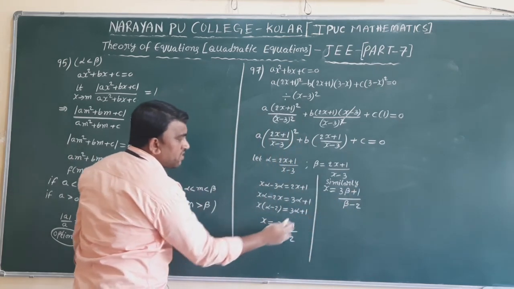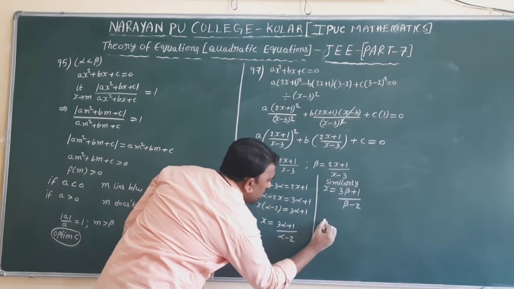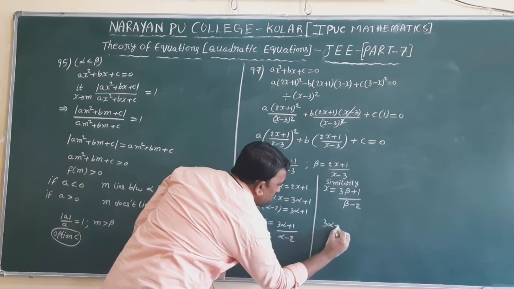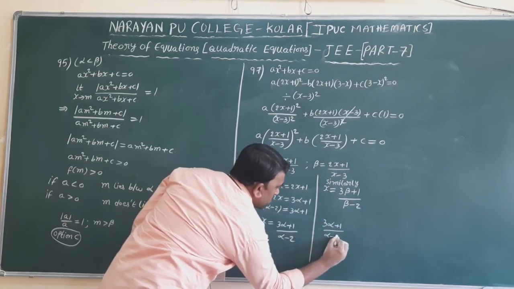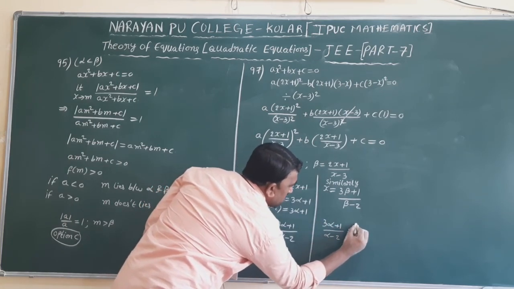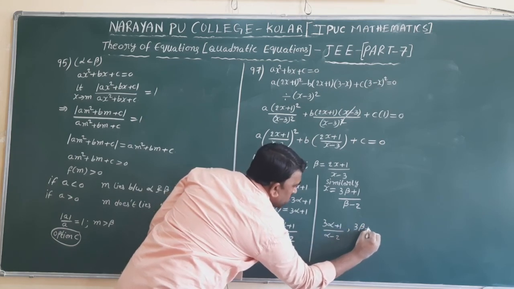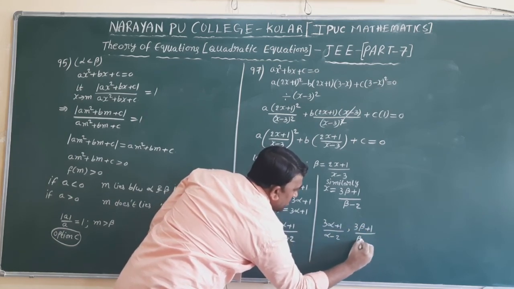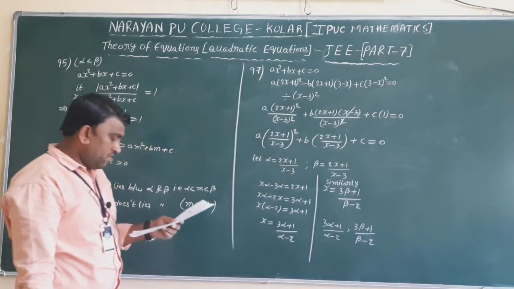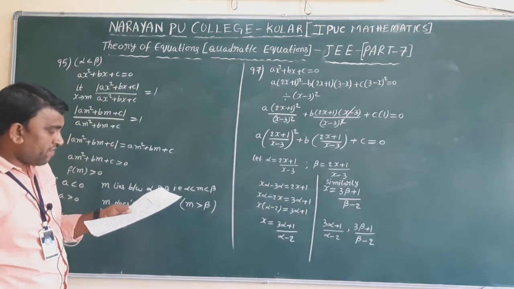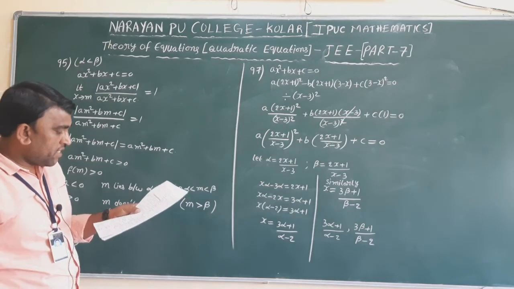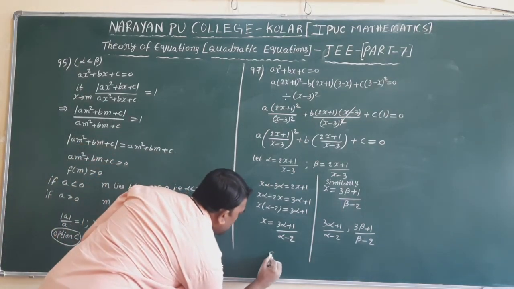So now these are the roots of the given quadratic equation. One is 3 alpha plus 1 by alpha minus 2. Another one is 3 beta plus 1 by beta minus 2. So verify the options, which option satisfies that: 3 alpha plus 1 by alpha minus 2, 3 beta plus 1 by beta minus 2. Option B is correct.